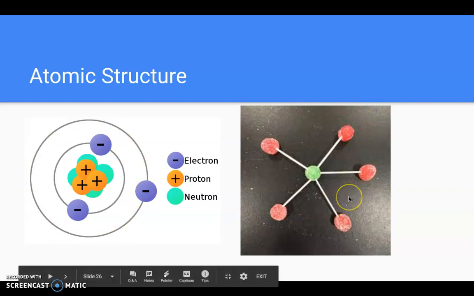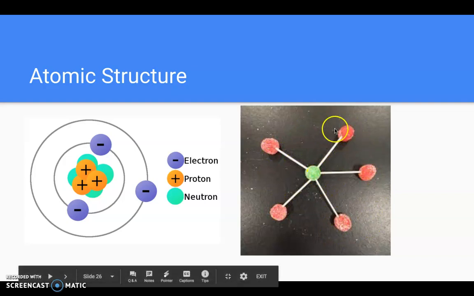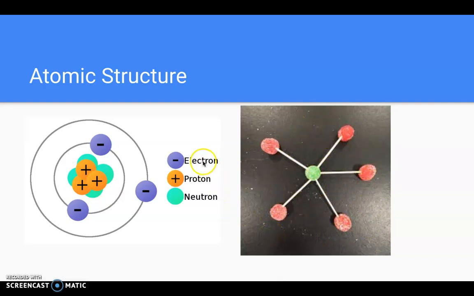Now, this is a gumdrop model, but this can still represent an atom. You're going to see lots of different types of pictures, and what you need to do is interpret what this part is in regards to an atom. So the center gumdrop is the nucleus of protons and neutrons, where these surrounding gumdrops are the electrons orbiting the nucleus. Each subatomic particle has a charge.